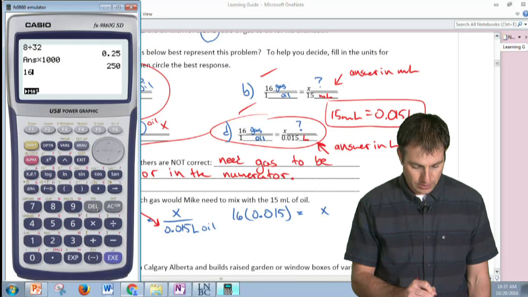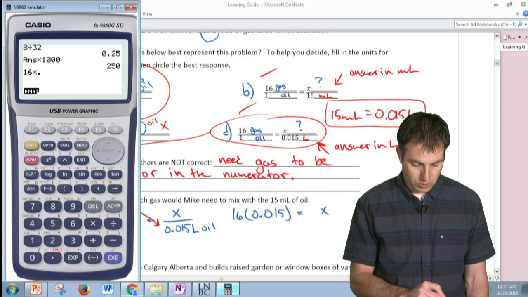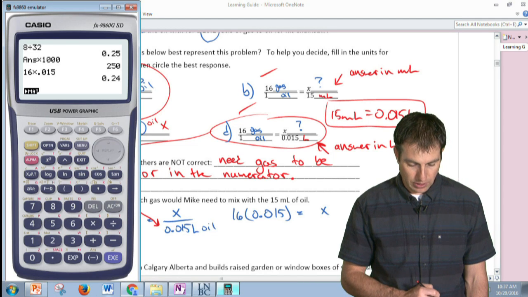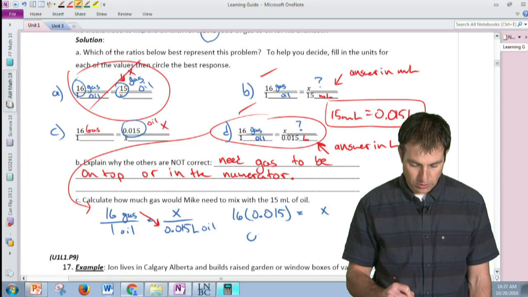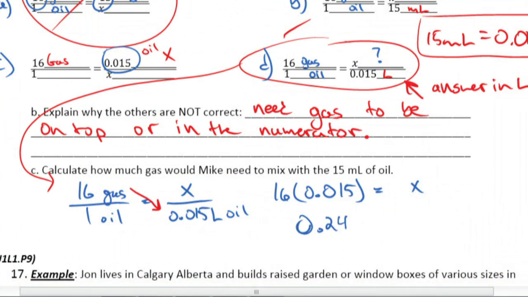16 times 0.015, and I get 0.24 liters of gas to mix with that 15 milliliters of oil. It probably would have made sense to do the calculation in milliliters because 0.24 is so small, but oh well. I'm happy with that.